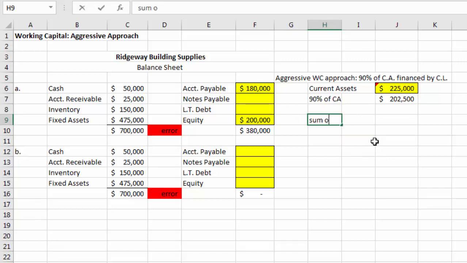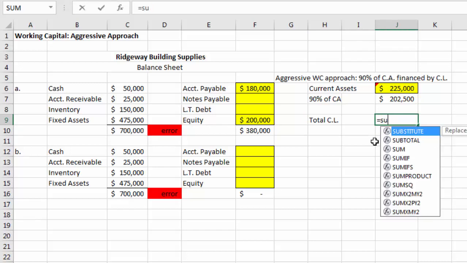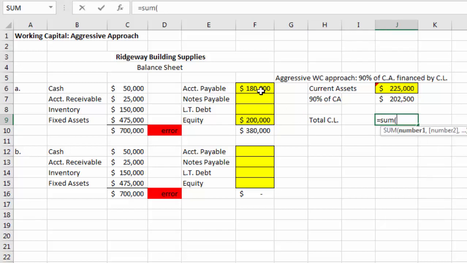We'll do it like this. Let's just write this: total current liabilities equals the sum of these, and then we can just play around. We can work this. I need that to go to 200, so it's going to have to be 45,000. And there we go. Total current liabilities.